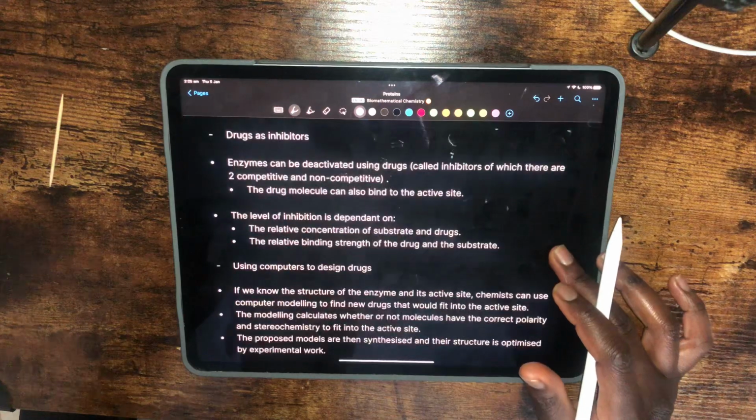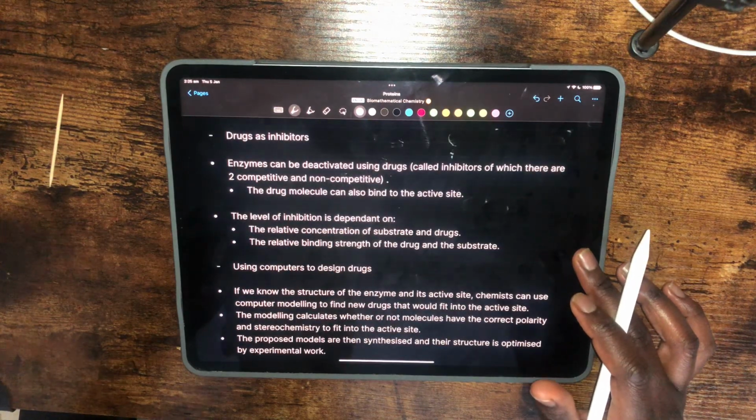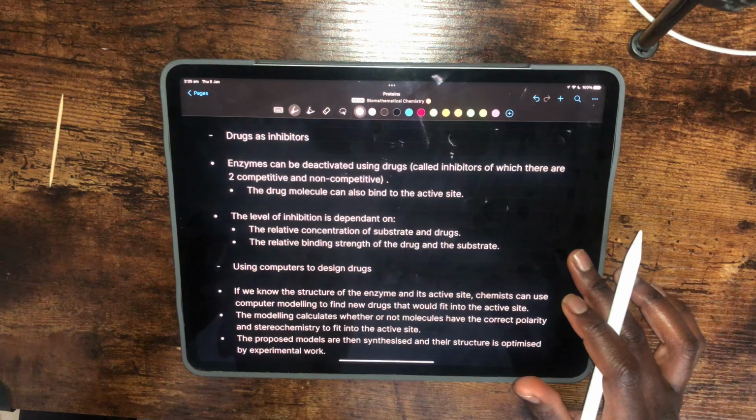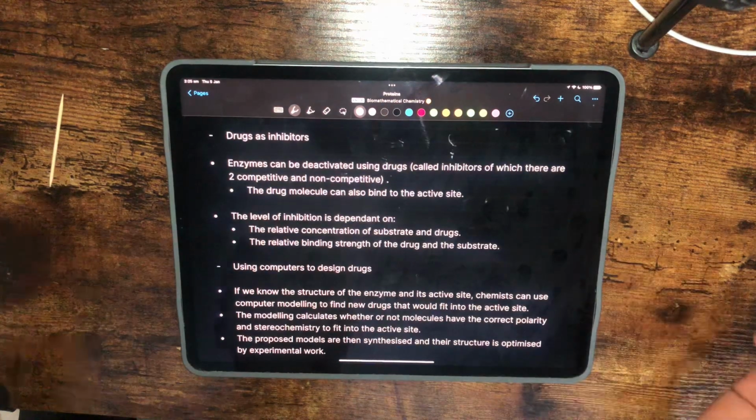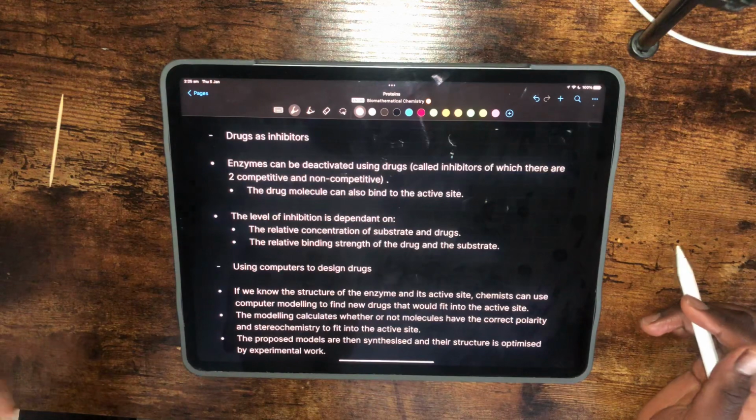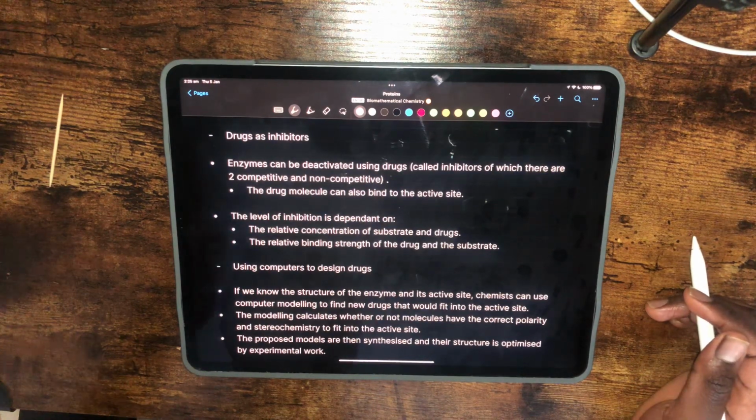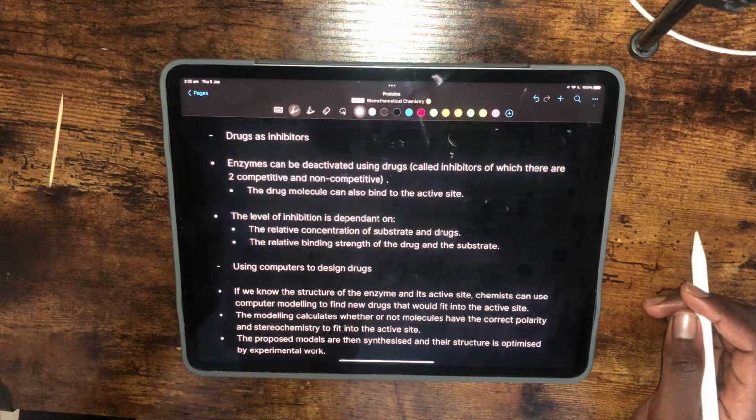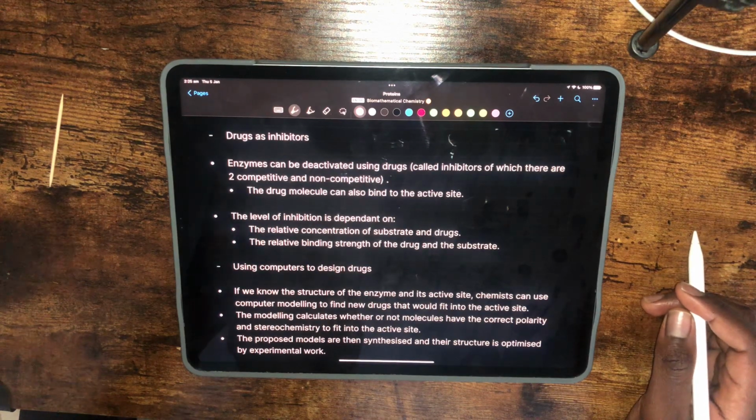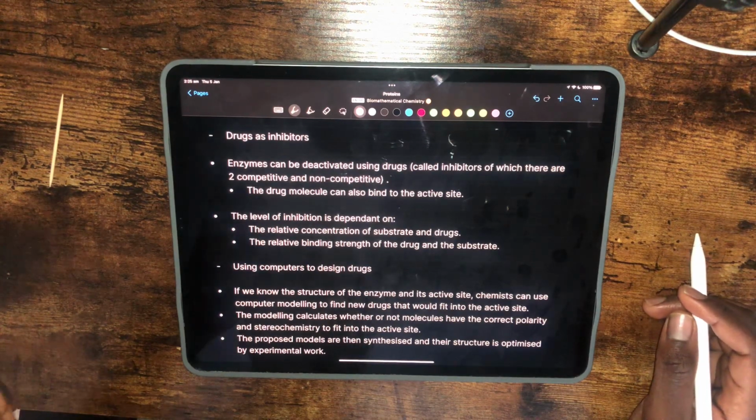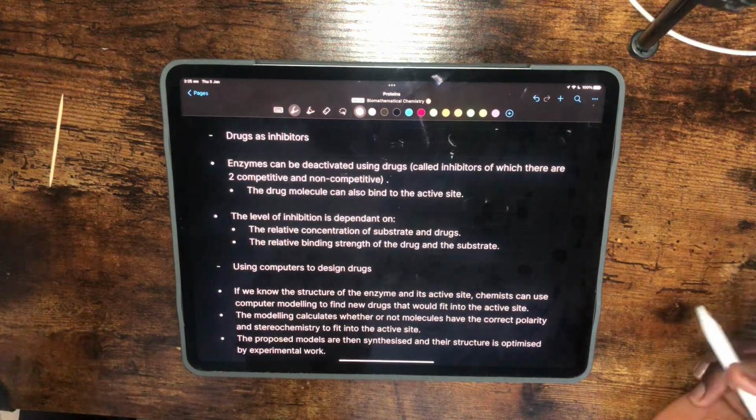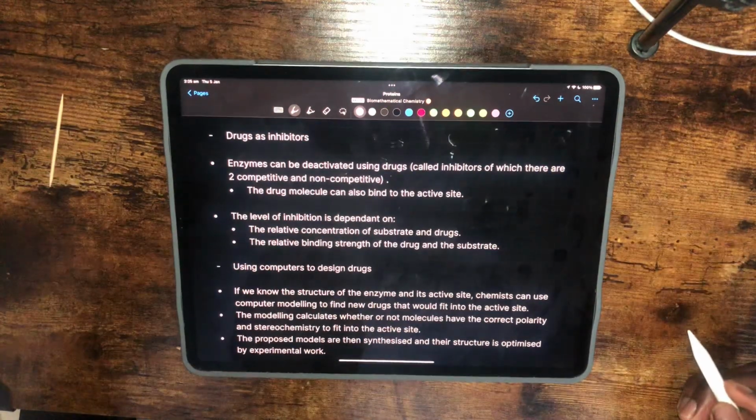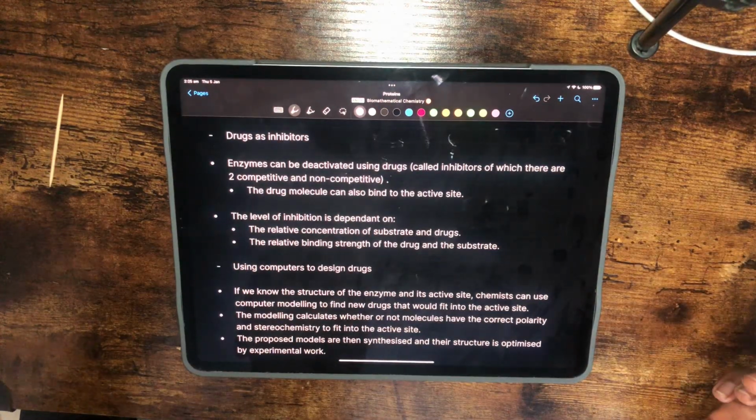Here we go, so drugs and inhibitors. Enzymes can be deactivated using drugs called inhibitors, of which there are two types: competitive and non-competitive. Now I don't know if you need to know the difference between non-competitive and competitive inhibitors for A-level chemistry. I know you definitely need to know it for biology. I don't think you need to know it for chemistry. If you really want me to explain it, just leave a comment in the description, and I'll go through it.